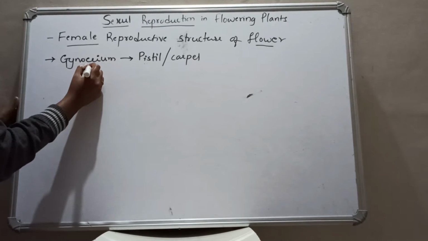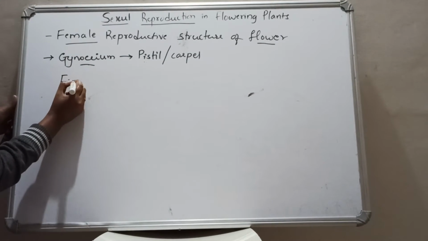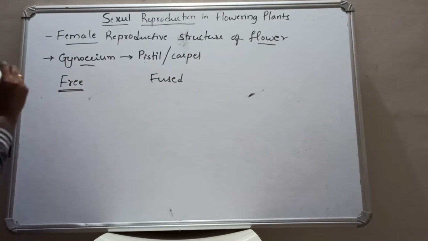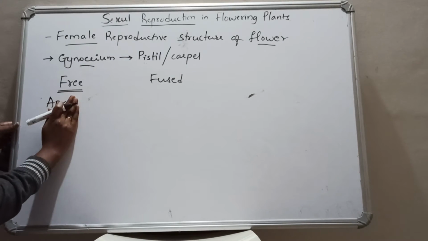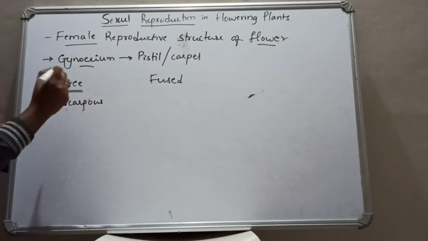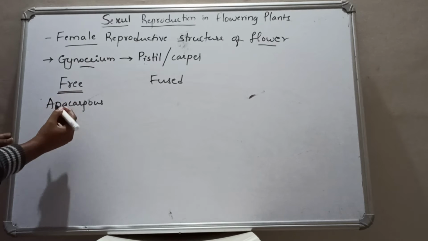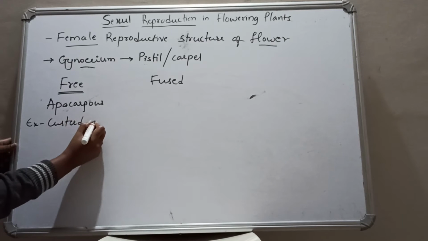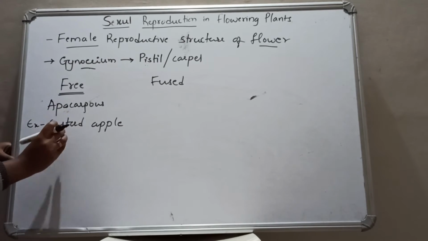Here, in the gynoecium, the carpels may be free or they may be fused. If the carpels are free, that ovary or gynoecium is called apocarpous. For example, custard apple, which is sitaphala. Here the carpels are free.